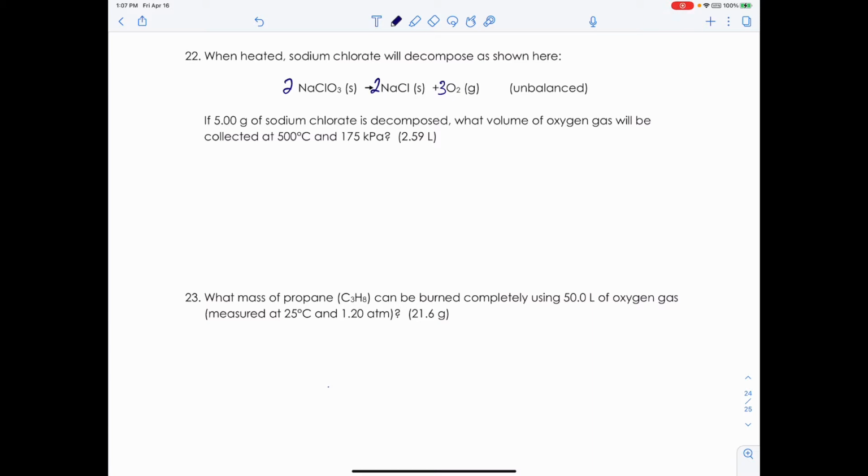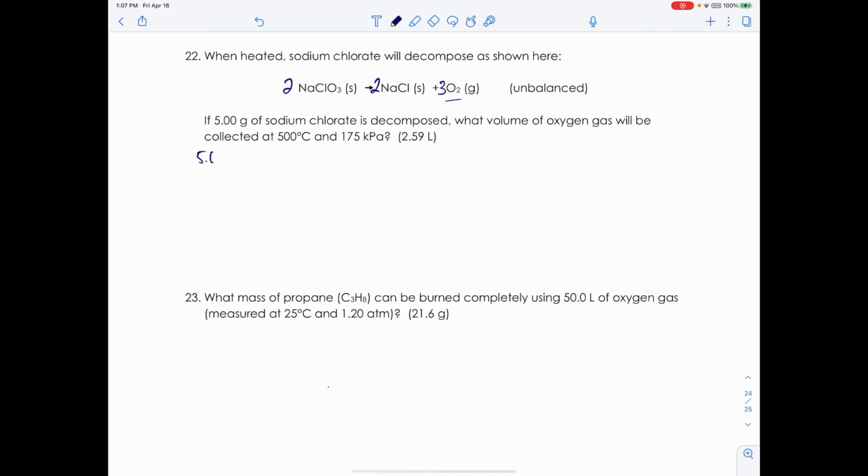If I've got 5 grams of sodium chlorate, I suppose one thing I could do would be to calculate how many moles of oxygen would be produced. Then once I know the moles of oxygen, I could take the temperature and pressure and convert that to volume using the ideal gas law. So there's my plan. I'm going to find the moles of oxygen with some stoichiometry unit multipliers. Then I'll have moles, and I'll use the ideal gas law to find volume. So pause the video and see if you can do that yourself.